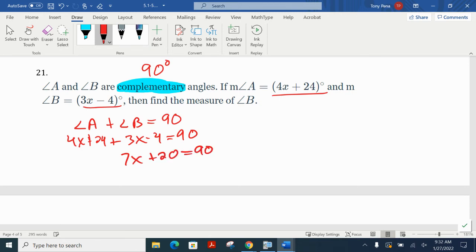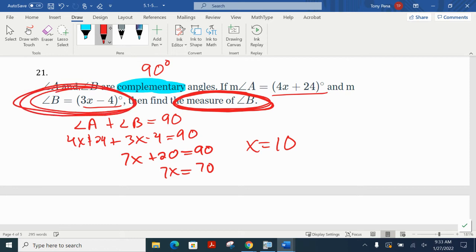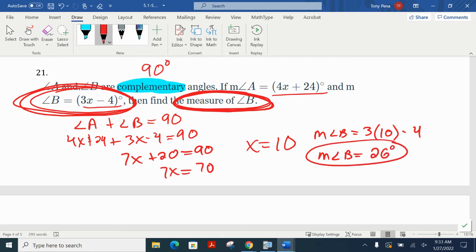So combine your like terms. So you get 7x plus 20 on the left-hand side. Subtract that 20 over to the 90. X equals 10. And again, answer the question. We want the measure of angle B. So here is the measure of angle B. So the measure of angle B is 3 times x minus 4. Should give us 26 degrees. Okay.